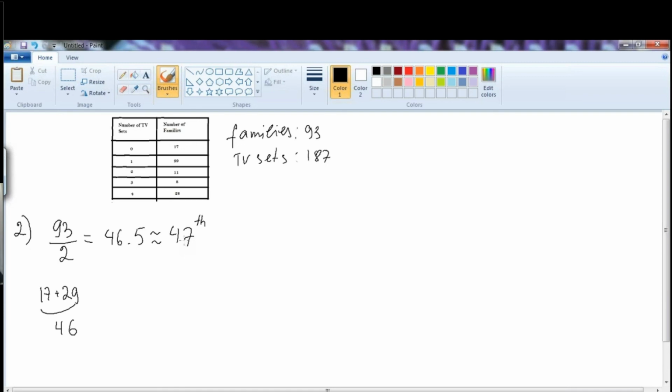So it means that the 47th family will be in the third row, which means that our median will be 2. So in other words, the median is 2 TV sets per family.